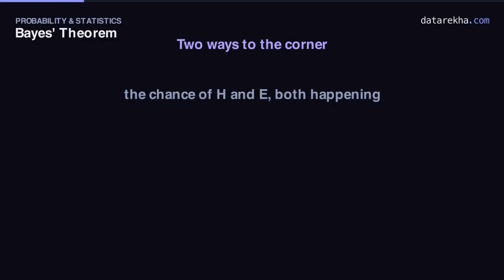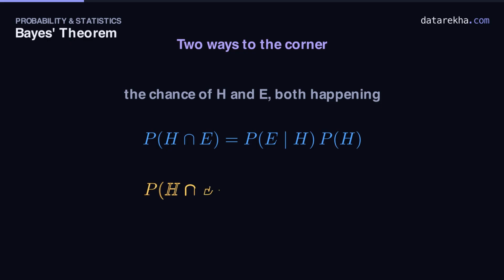To flip the arrow, we lean on one fact you already know, the multiplication rule. The chance that two events both happen can be written two ways. One way, start from the cause. The chance of the cause, H, times the chance of the effect, E, once H is known. The other way, start from the effect. The chance of E times the chance of the cause, H, once E is known. Same joint probability, two honest roots to the same corner. And if both equal the same thing, they must equal each other. The seed of everything that follows.